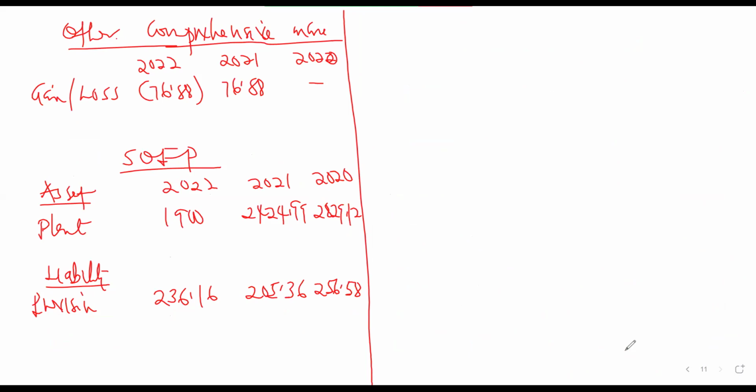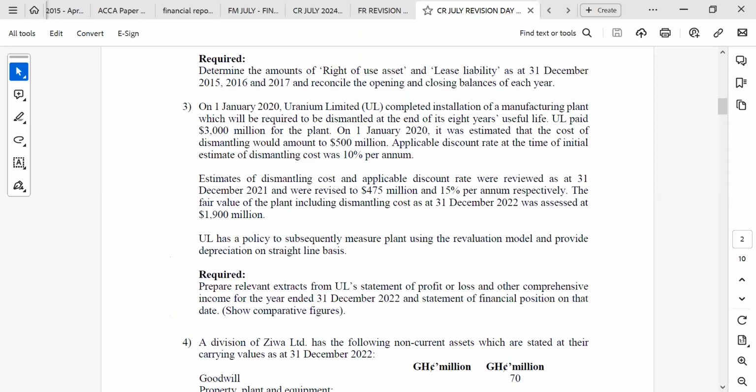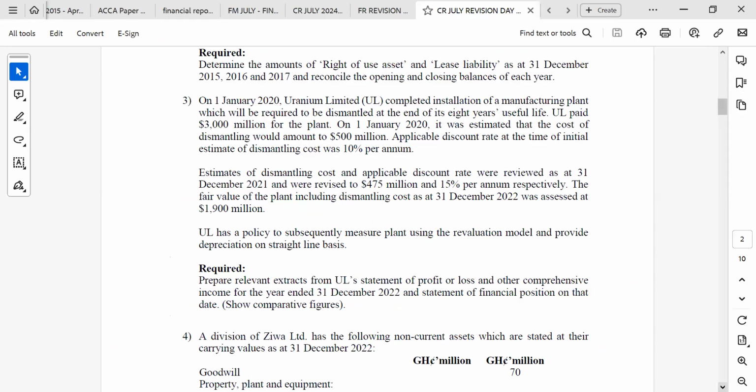So you show the present year, then you add the what? The previous year's figure. You show the previous year's figure also. That is the comparative that they are talking about. Any issue before we move on to question number 4?